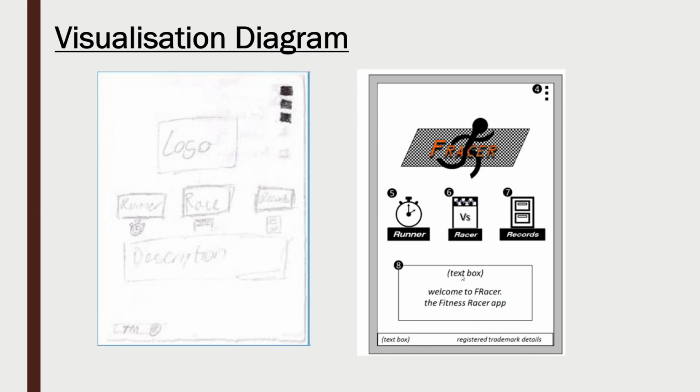Okay, so for example, a while back I made a very rubbish app, which was a running app, and I did 2 visualization diagrams. This one on the left was just on paper, a very, very quick sketch, and then I kind of made it a little bit more developed, like this. So both are classed as visualization diagrams, but more effort went into the one on the right, believe it or not.